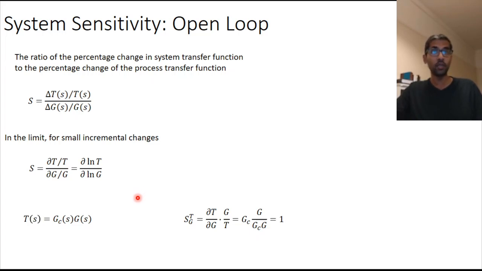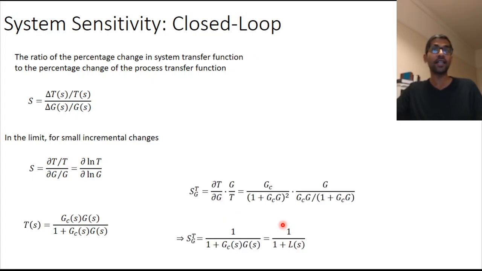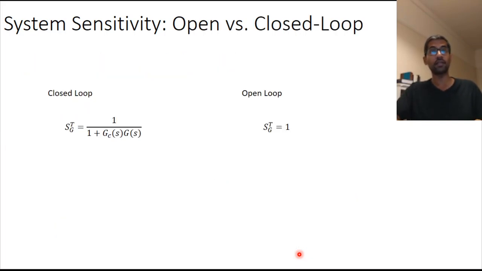If you have an open loop system, and I will leave you to prove this, the sensitivity becomes equal to 1. And if you have a closed loop control system, what you would see is that the sensitivity becomes 1 over 1 plus the loop gain. So if the loop gain is very high, the sensitivity is very low, and therefore the system is more tolerant of changes of the process transfer function. Okay, and this is what I have shown here. So in the closed loop, the sensitivity is much lower than in the open loop system.